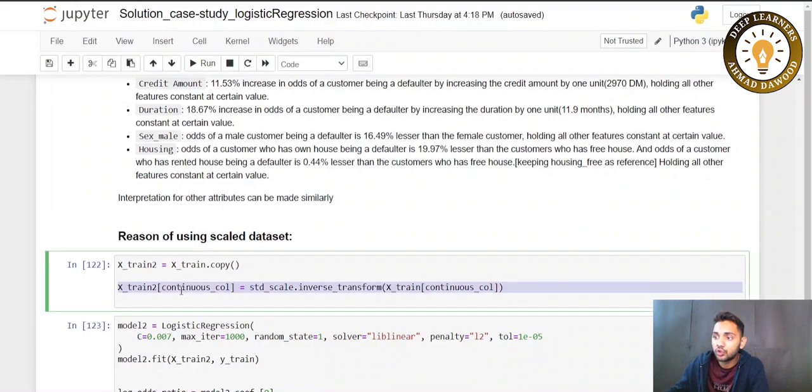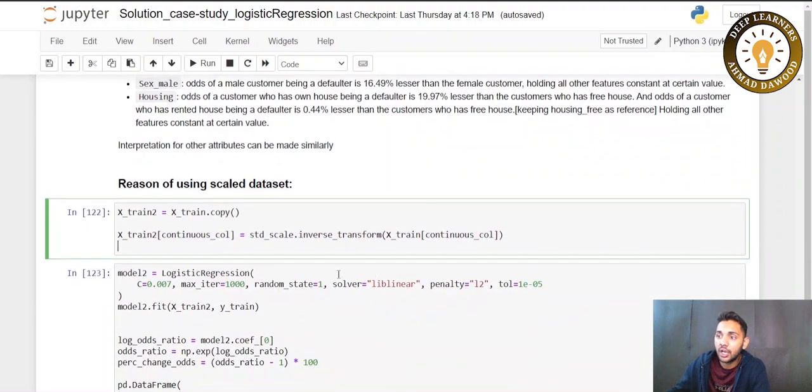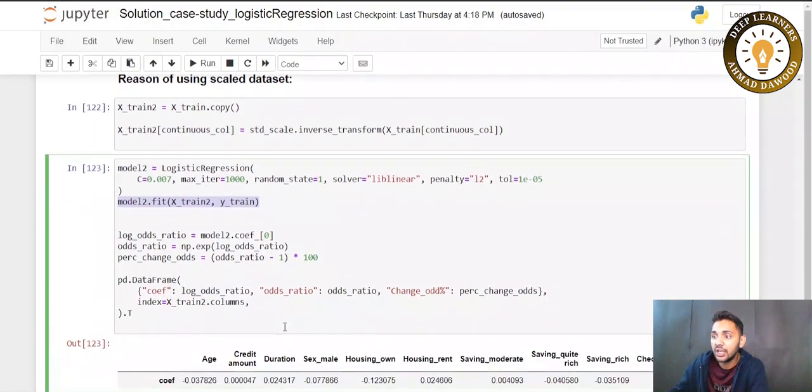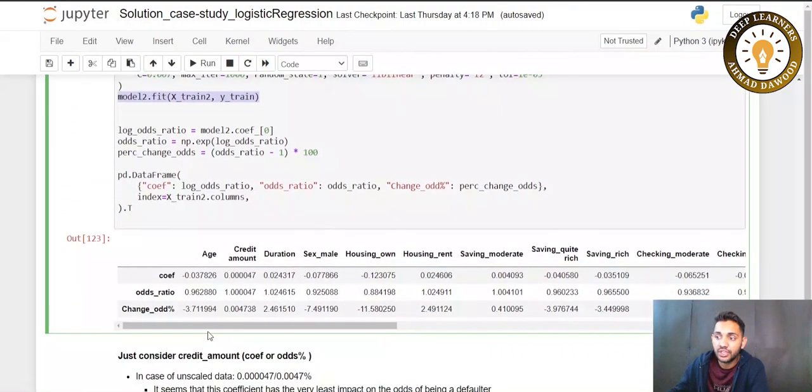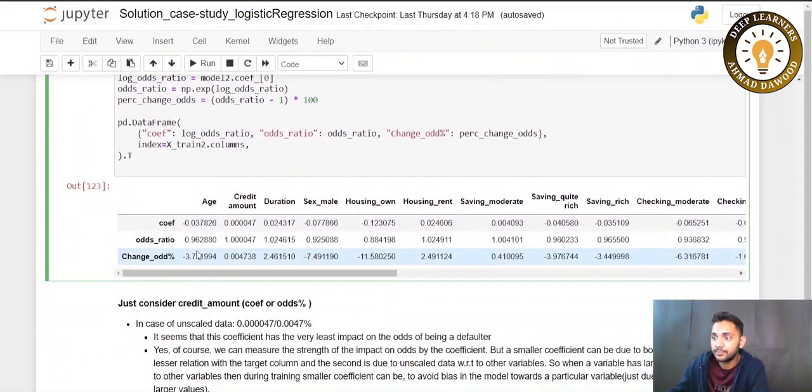If our continuous columns are not scaled, I have done the inverse transform here. I am inversing my transform, and now I will train a model on the unscaled data set, that original data set we have, and then I will interpret my coefficients and look at how they change. Now here you can see coefficients have become smaller.